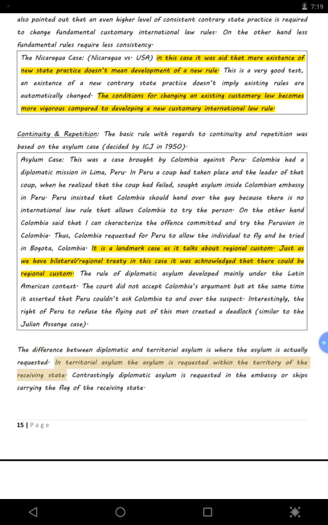In territorial asylum, the asylum is requested within the territory of the receiving state. Contrastingly, diplomatic asylum is requested in the embassy or ships carrying the flag of the receiving state.